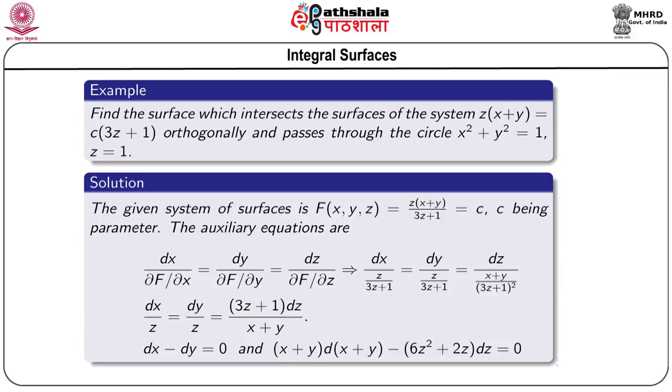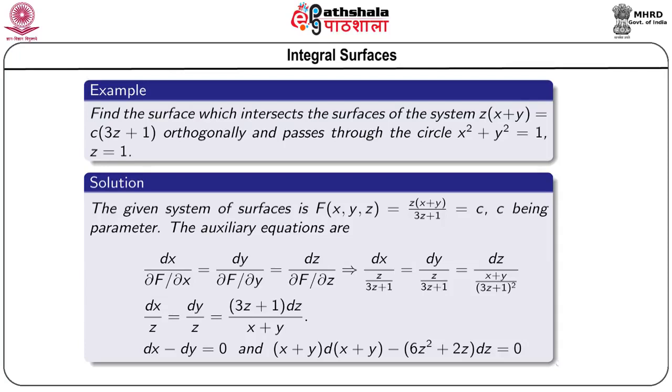For that, the given system of surfaces can be written in the form f of x y z. If we divide the left hand side by 3z plus 1, we obtain f of x y z as z into x plus y divided by 3z plus 1 equals c, where c is the parameter. If we vary the parameter c, we get a system of surfaces. Now, the auxiliary equation for the orthogonal system of surfaces is given by dx by del f del x equals dy by del f del y equals dz by del f del z.